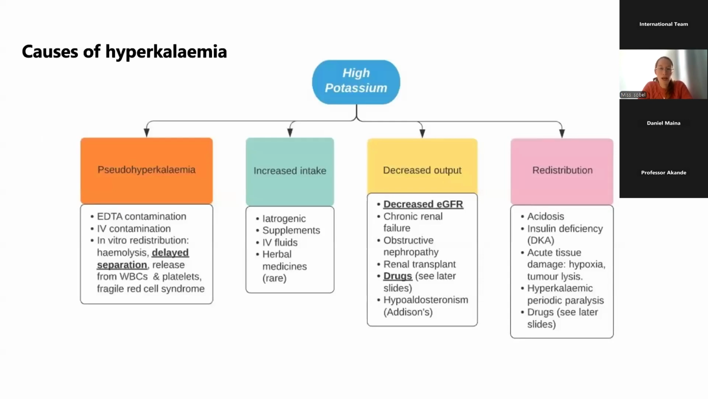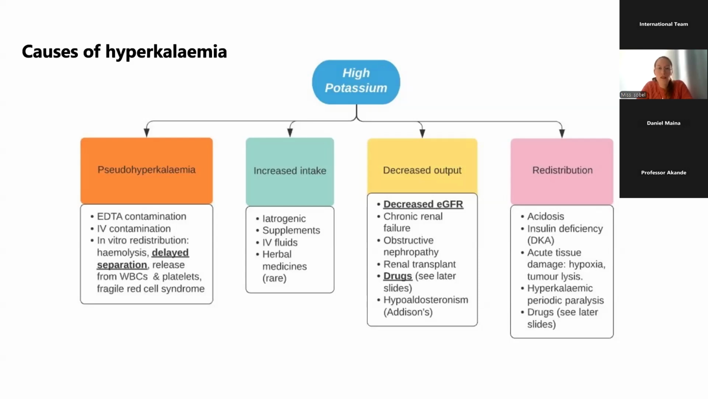So looking at the causes of hyperkalemia at this time, firstly, it's really important to rule out pseudo-hyperkalemia. So EDTA contamination, for example, especially if the blood samples are taken in the wrong order, the full blood count and the serum sample. If there's IV contamination, if the patient's on a drip for some reason. Also in vitro distribution: hemolysis of the red blood cells or delayed separation, and then also release from the white blood cells and platelets. Fragile red cell syndrome is another uncommon cause. It's quite rare.